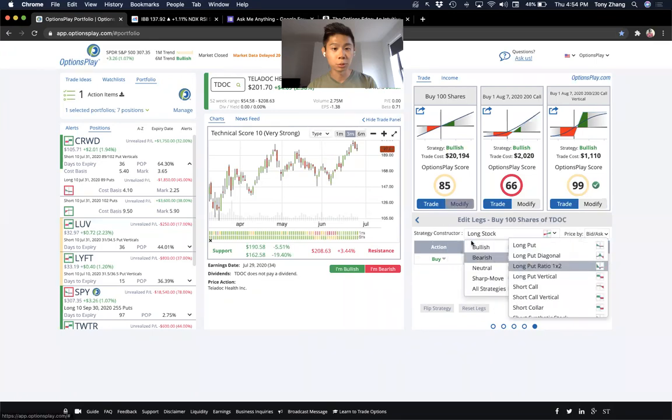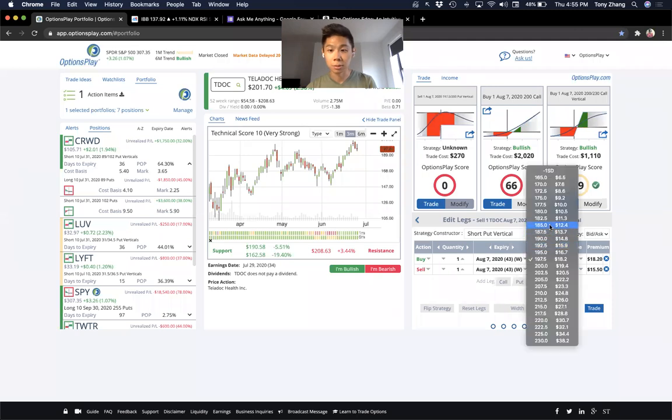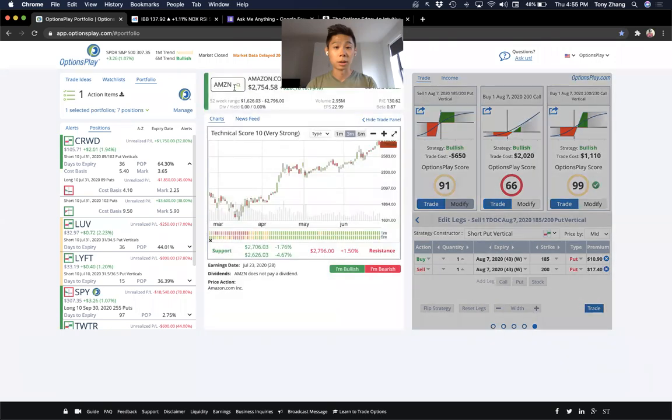My preference would be to consider selling a call vertical here. I'm sorry, a put vertical here, where I might be selling something like maybe a 200, 185. As you can see, this is collecting $6.50, which is a little bit more than 40% of the width. Those are the types of strategies that I think I would play here, utilizing TDOC, especially when implied volatility is relatively elevated.